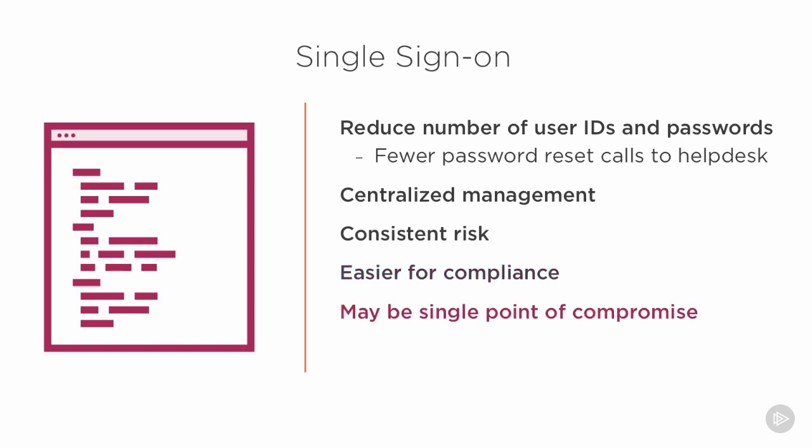But we realize there are some very significant disadvantages to single sign-on. Single sign-on may become a single point of compromise, a single point of failure. If a person learns another person's single sign-on password, they now have access to everything that user had. If the single sign-on system itself goes down, nobody gets on the system anywhere.